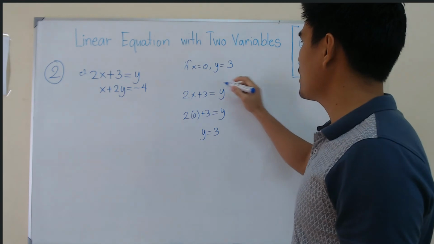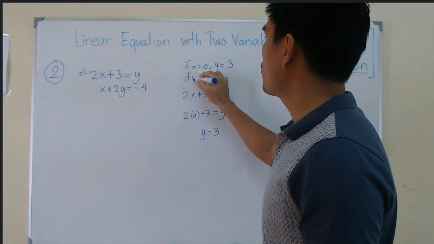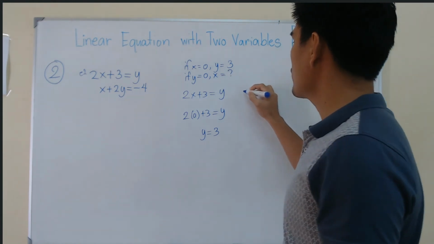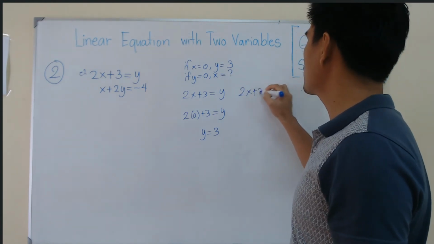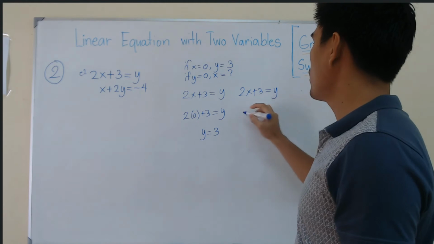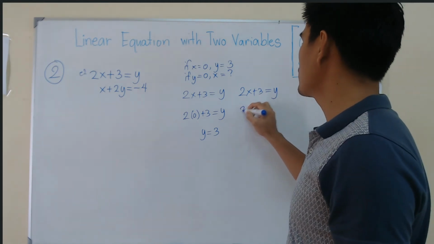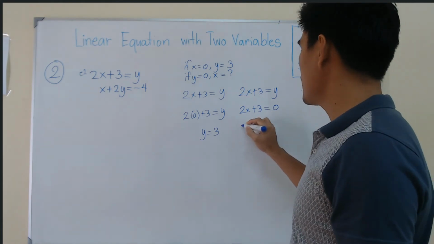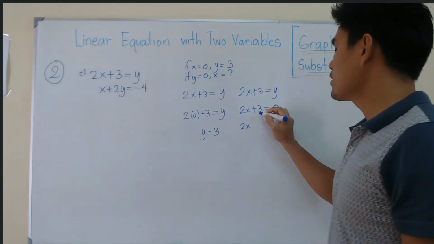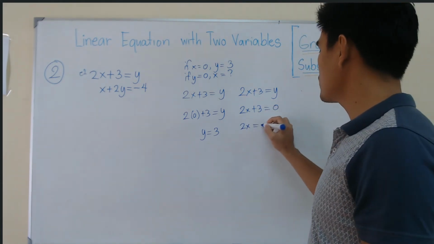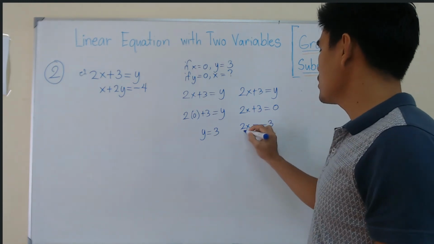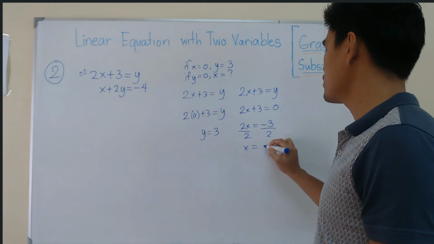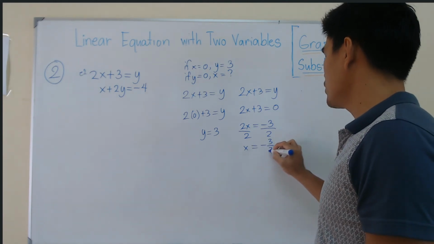Next, if y is equal to 0, x is what? So we have 2x plus 3 is equal to y. So we have 2x plus 3 is equal to 0. So we have 2x, move the 3 to the other side, is equal to negative 3. And we will divide both sides by 2. So we have x is equal to negative 3 over 2.